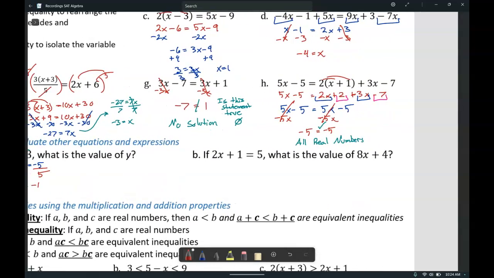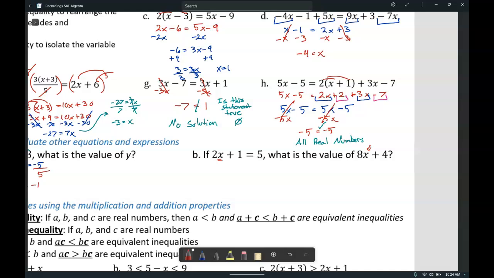Here we have one that's a little bit more complex, and it says, okay, well, if 2x plus 1 equals 5, what is the value of 8x plus 4? Since we have an equation here, we could actually go ahead and solve for x and figure out what we could plug in here. There's also another way to solve this problem, and why don't you try and see if you can figure it out before I tell you.